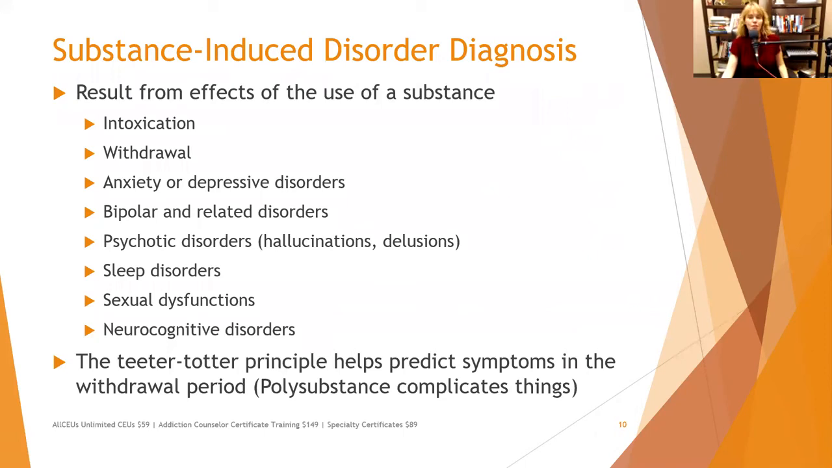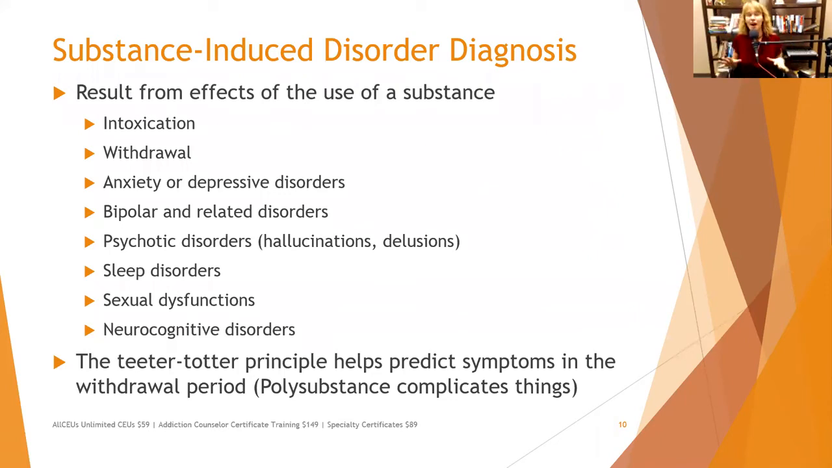The teeter-totter principle helps predict symptoms in the withdrawal period. If somebody's using stimulants, then when they're withdrawing, they're going to probably be depressed. If somebody's using depressants like alcohol, then when they withdraw, they're probably going to be anxious and agitated. So you see the opposite of whatever the drug did.